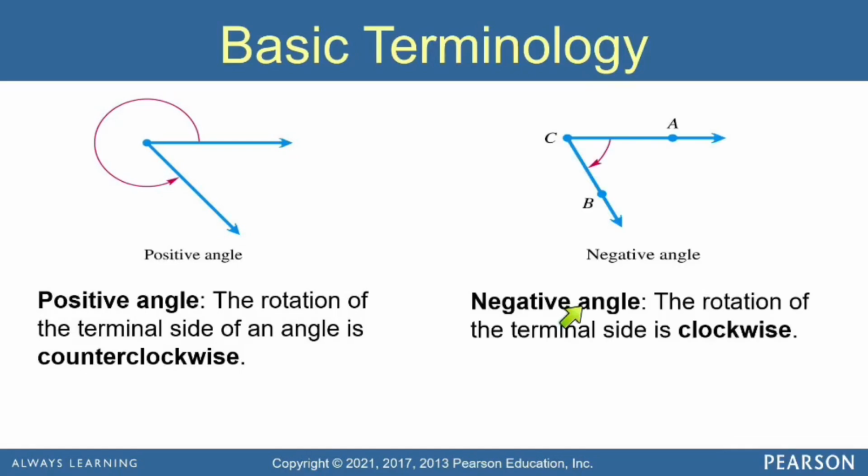And a negative angle is when the rotation of the terminal side is clockwise. So here you see an angle where the two sides are in the same position as the other angle, but for this second angle the rotation is clockwise. So this angle would have a negative measurement, whereas this first angle that rotates counterclockwise has a positive measurement.